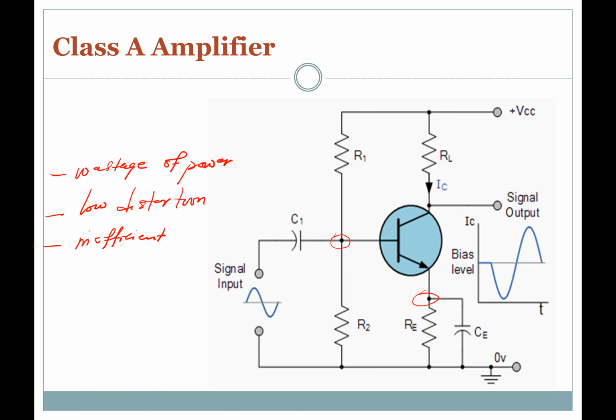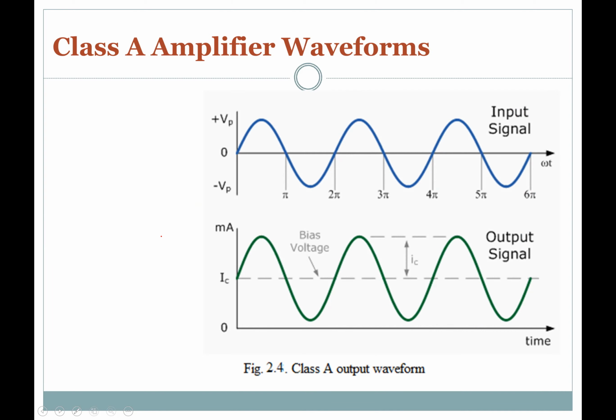But before then, let's look at the Class A amplifier waveform. In a Class A amplifier operation, the entire input signal waveform is faithfully delivered, or reproduced, at the amplifier's output, as the transistor is perfectly biased within its active region, thereby never reaching either of its cutoff or saturation regions.